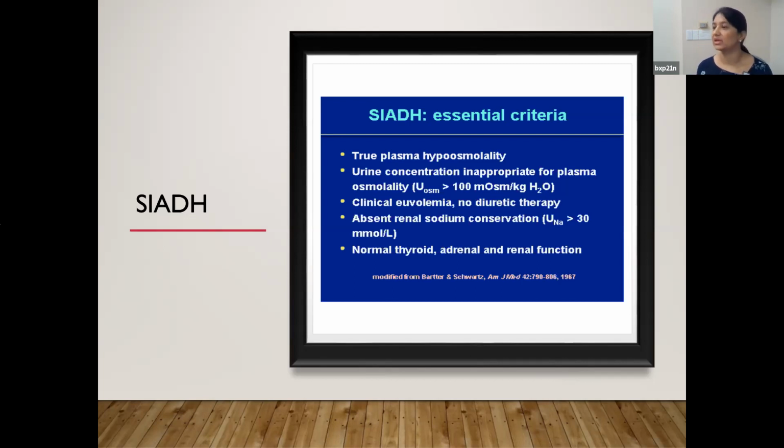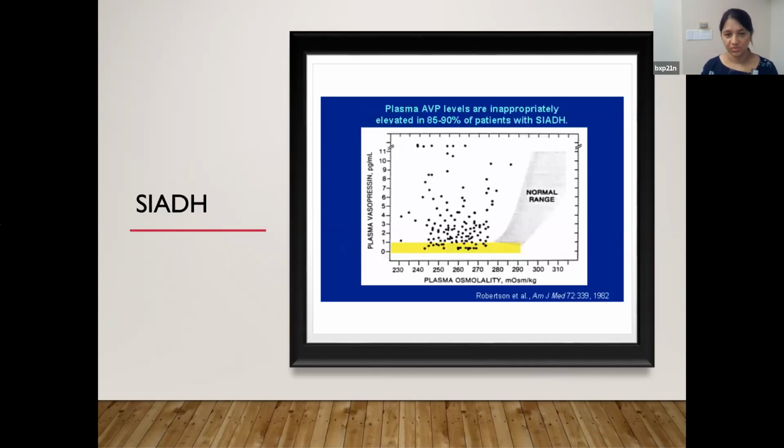Their adrenal and kidney function, renal function is normal. So they are not in renal failure. They don't have adrenal insufficiency. They have normal thyroid function. And they're not on diuretics. Somebody might have some reason to have inappropriate ADH secretion, and plasma is truly hyposmolar, urine is inappropriate, meaning urine will be hyperosmolar in contrast to the plasma.